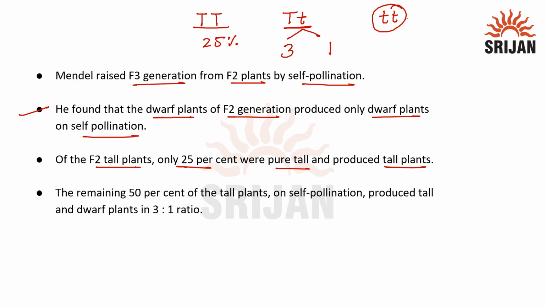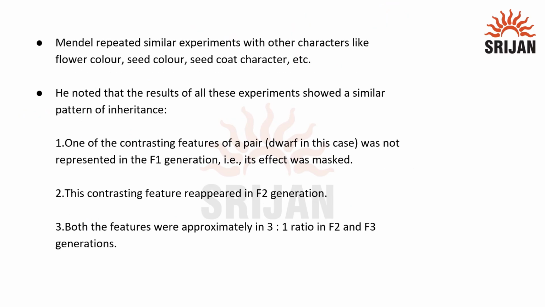So 3 tall plants and 1 dwarf plant were observed in the F3 generation. So the remaining 50% of tall plants, on self-pollination, produced tall and dwarf plants in the ratio of 3 is to 1. Now Mendel repeated a similar experiment with other characters like flower color, seed coat character, etc. And he also noted that the results of all these experiments showed a similar pattern of inheritance.